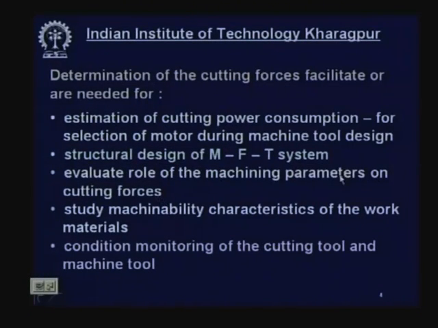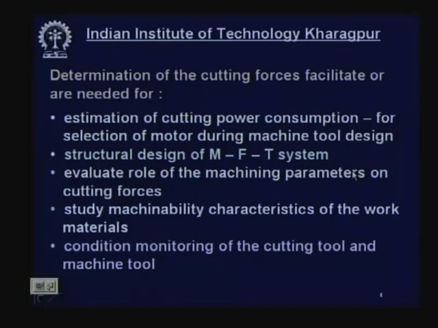What do you mean by machining parameters? Say process parameters: cutting velocity, feed and depth of cut. If we increase the velocity, feed and depth of cut, what will be the effect on the force? This effect on the force has to be evaluated by measurement, knowing the cutting force. Then there are tool parameters, the cutting tool material and the tool geometry, which play a role on the cutting forces. Then environmental parameters like, say, cutting fluid application or any special technique. So, we have to know about the cutting forces.